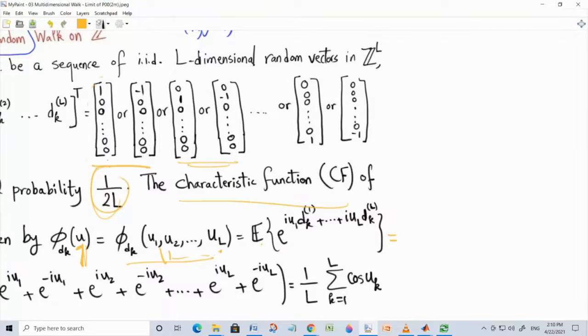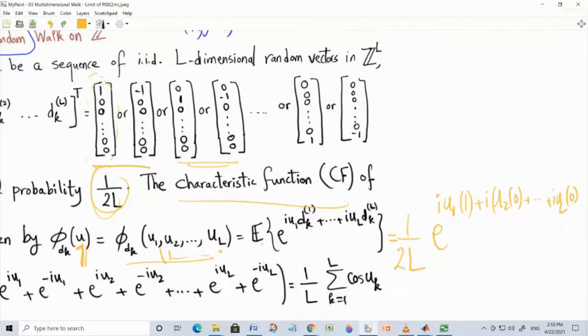Well, the d's can be from this vector, right? And in this vector, every component is 0 except one component which is equal to 1. And this happens with probability 1 over 2L. So 1 over 2L e to the i u1 multiplied by 1, plus i u2 multiplied by 0, and then plus i ul multiplied by 0. And so the result will be e to the i u1.